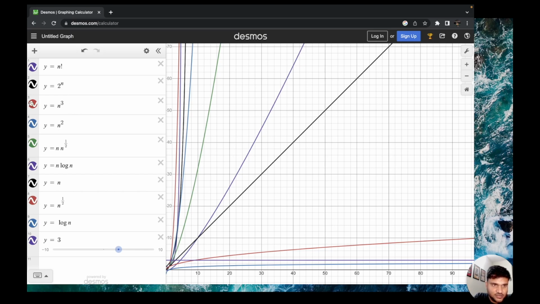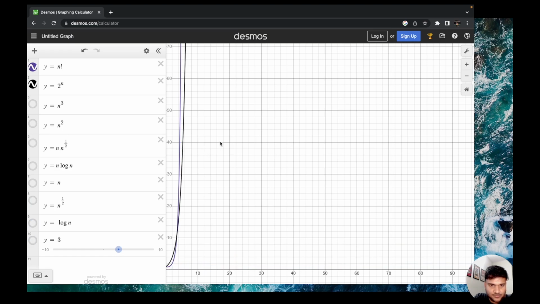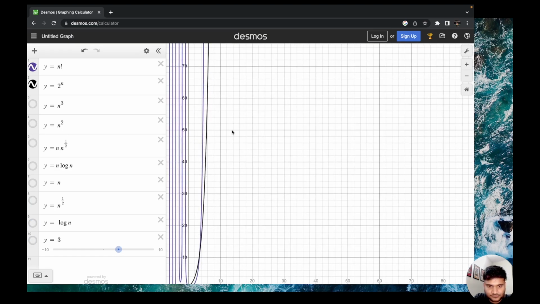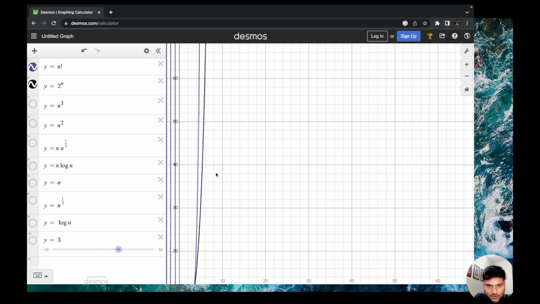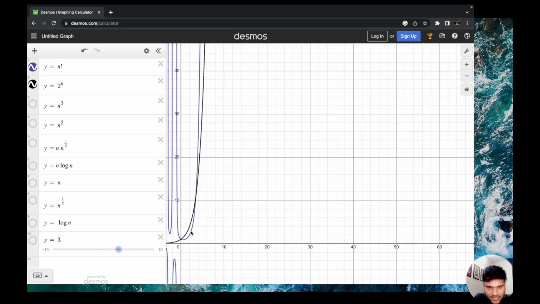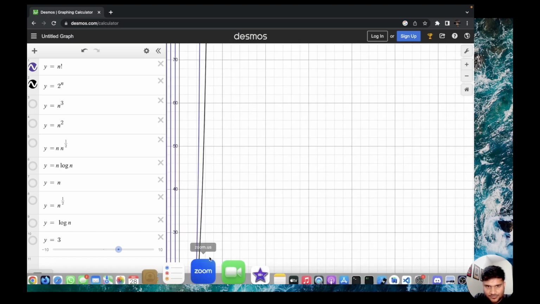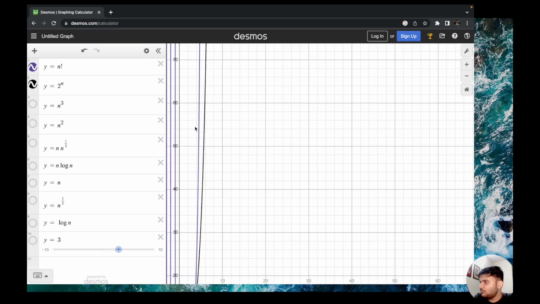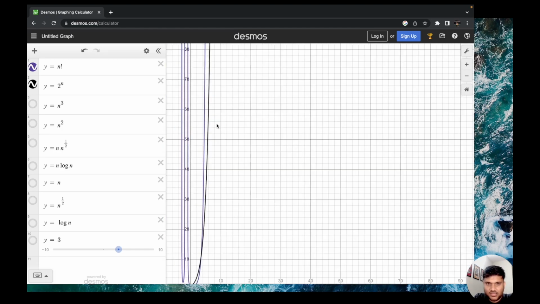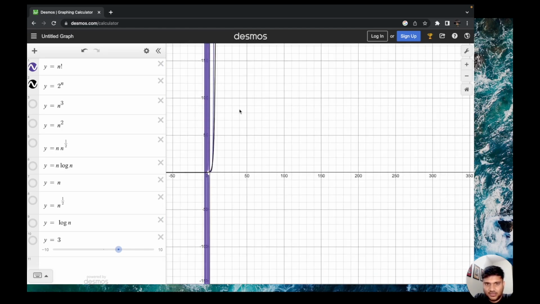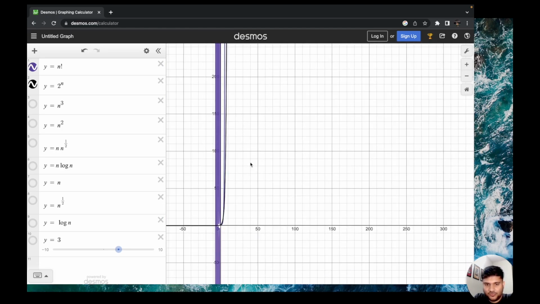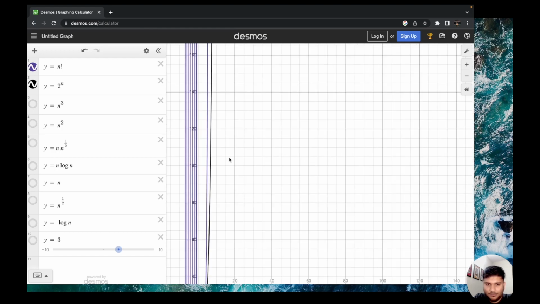If I just disable the rest of the curves, you see, for some period of time, n factorial is better than 2 raised to the power n, but after a threshold, n factorial is a bit worse than 2 raised to power n. But if you see a very big picture, then technically both of them, after some time, are going to become parallel to the y-axis.